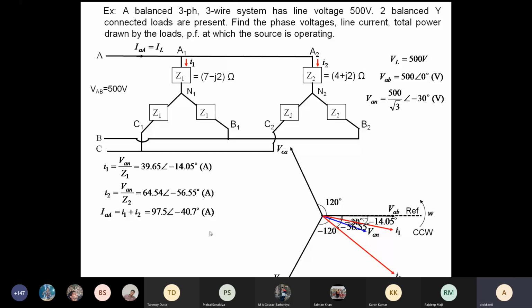I could not hold it in the slide, but it will be much larger if you draw it to scale. So that is the total line current, and so the total power drawn by the loads.